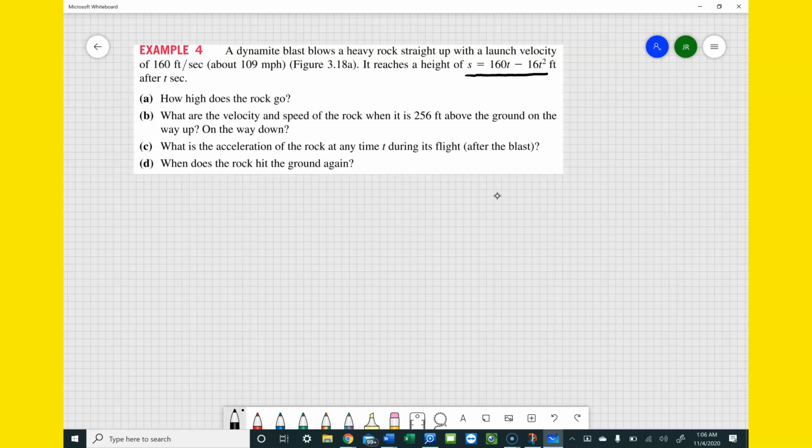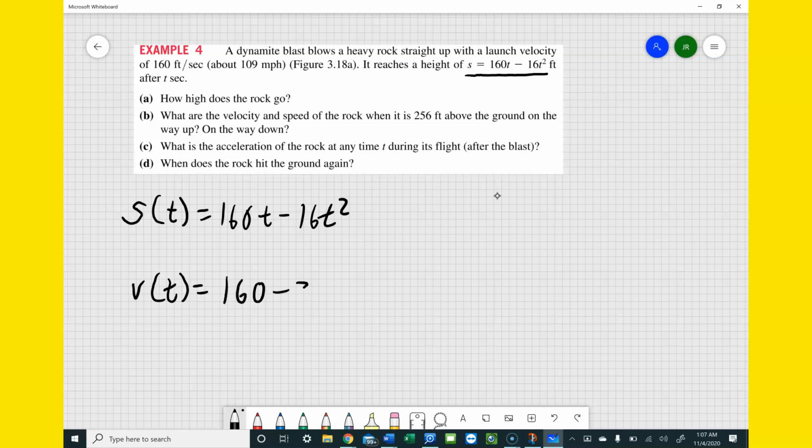So if our position function, s of t, is 160t minus 16t squared, then the velocity is going to be what? We can figure out velocity based on the position, because velocity is what compared to position? It is, the good old Sunday school answer here, the derivative of position. So take the derivative of this, which would be 160 minus 32t.